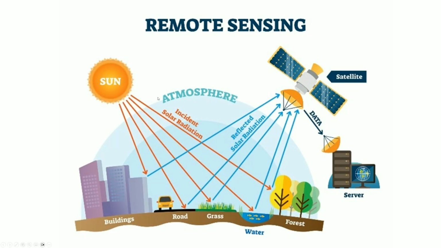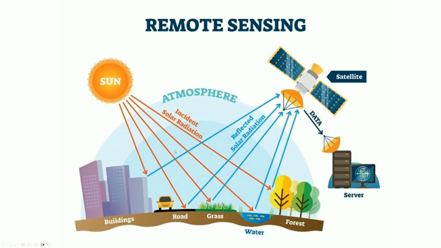Now in remote sensing, there are some things that are of importance. We need to have an energy source, so in this case the sun. Now that energy is allowed to pass through the atmosphere towards the Earth's surface where we have the objects of interest, including buildings, roads, vehicles, grass, water, and forests, name it.